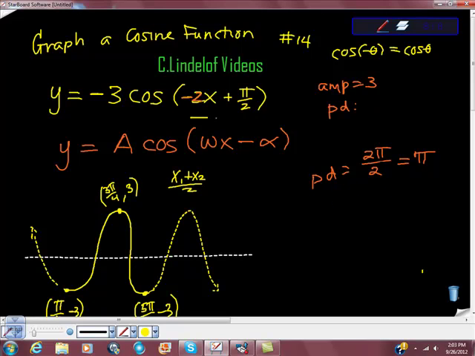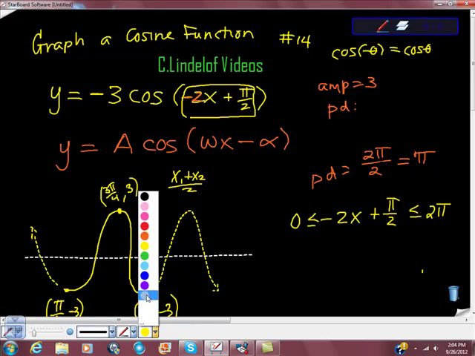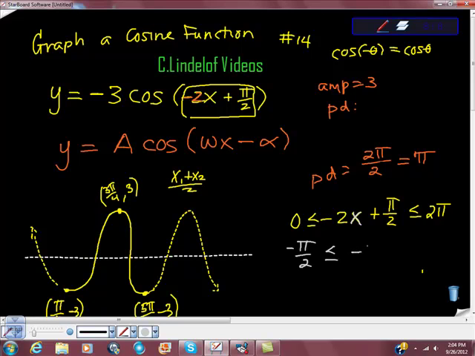Would be to take this center piece right here and put it all inside the domain of cosine, right? So we'd have negative 2x plus pi halves is less than or equal to 2 pi and greater than or equal to 0. Start solving for this x value right here. Add negative pi halves to both sides. We get negative pi halves is less than or equal to negative 2x, which is less than or equal to 3 pi halves. Everybody see how I got that?